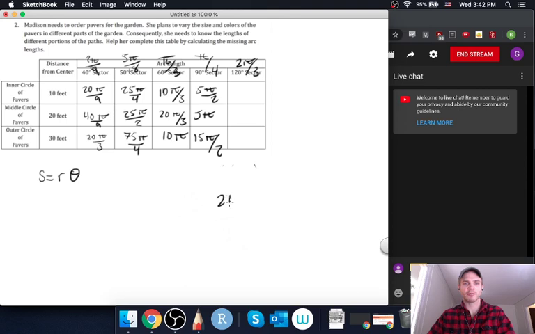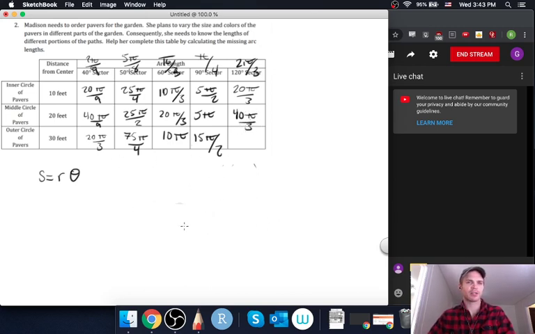Okay, last theta, 2 pi over 3. Well, let's try a 10. No cancellation there. 2 times 10 is 20. 20 is our new radius. 20 times 2 pi over 3. No cancellations here. So that's 40 pi over 3.